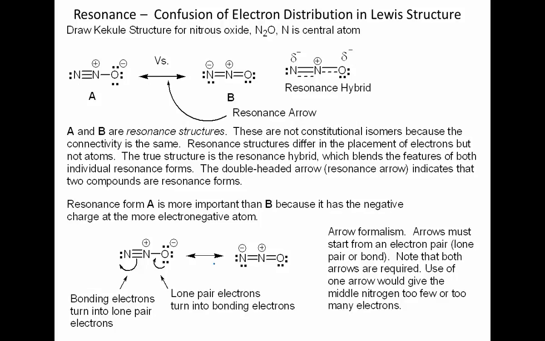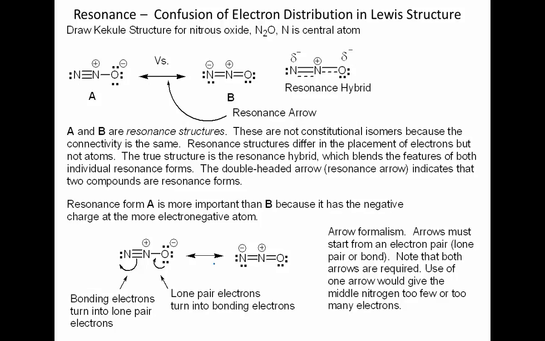Okay, let's look at something that's akin to isomerism, but isn't really isomerism. These may look like constitutional isomers to you at first, but they're not. Okay, and this is the issue of resonance. For certain compounds, if we asked you to draw the Kekulé or the Lewis structure, there would be more than one correct answer. So let's say draw nitrous oxide, N2O, where nitrogen is the central atom. I can draw two perfectly acceptable Kekulé structures using that set of directions.